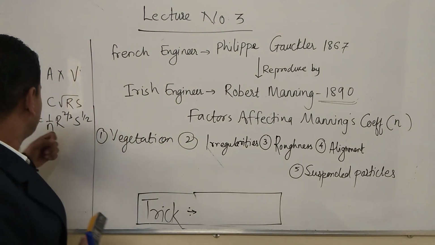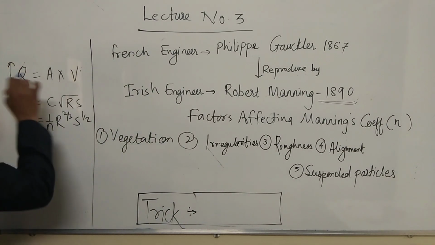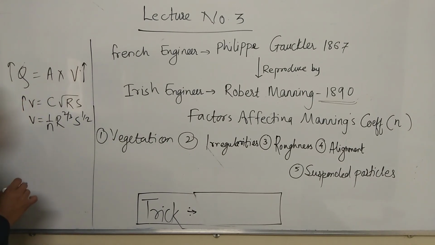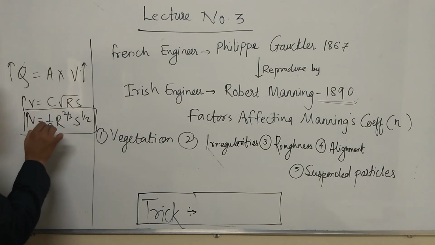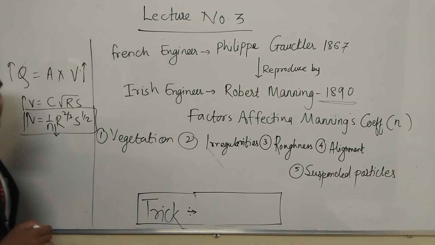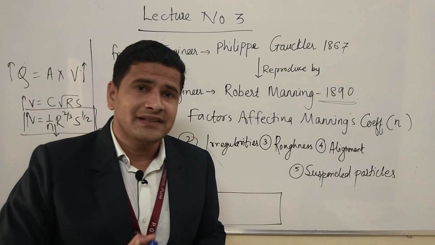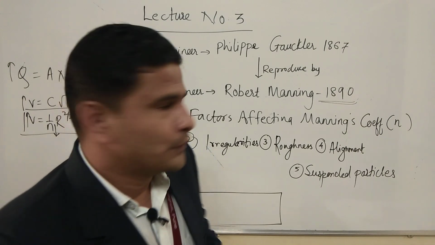The main important concept is we want maximum discharge, so velocity should be maximum. As per this formula, if velocity should be maximum, then N should be minimum. But there are certain factors which affect this N value and try to increase it. So which are those factors?